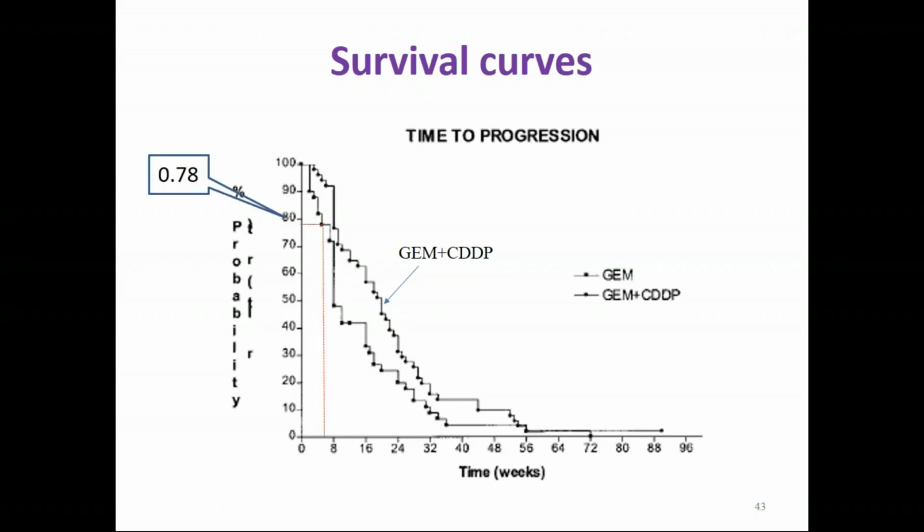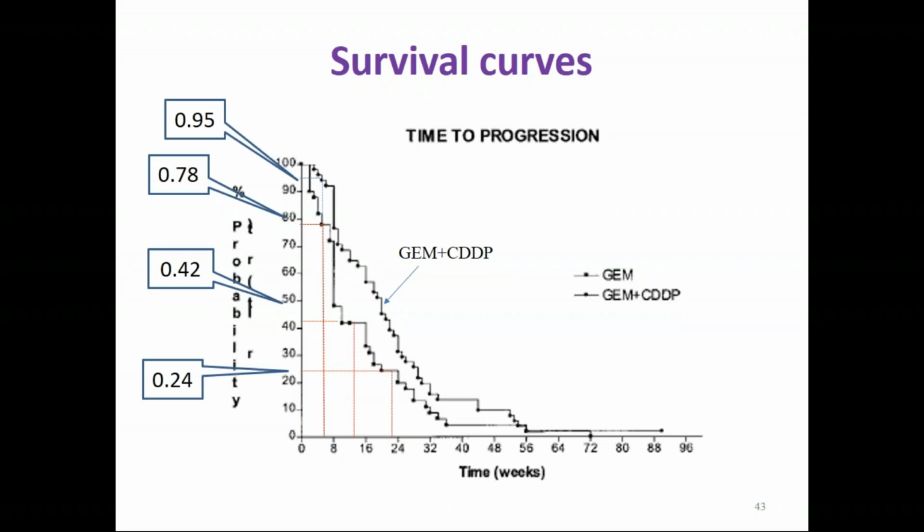So for each of the treatment groups, we look at a particular time interval here. So roughly at 6 weeks, we would read off the survival probability of 0.78 in the gemcitabine group. Then at around 13 weeks, this is dropping down to 0.42. And at 22 weeks, this drops down to 0.24.